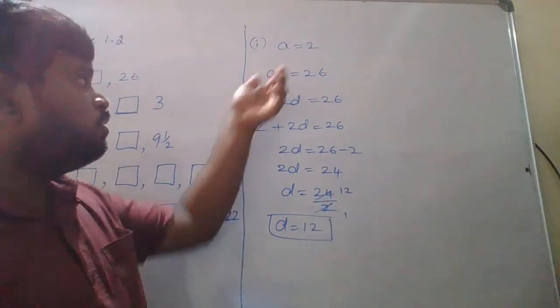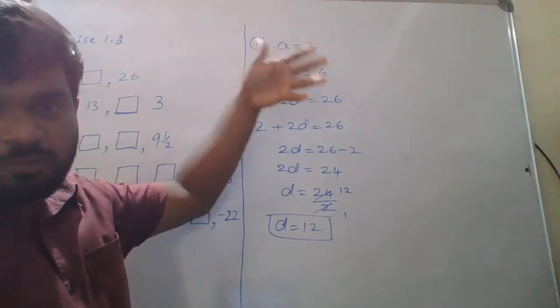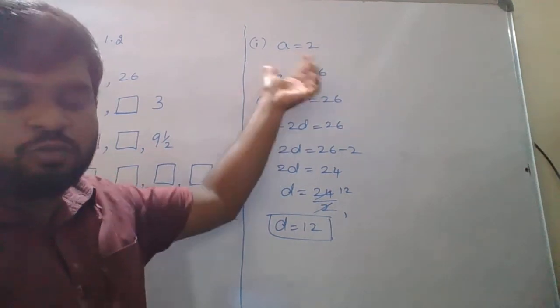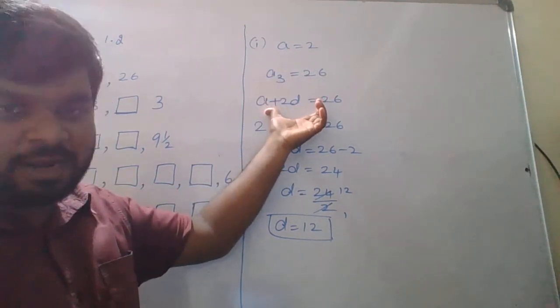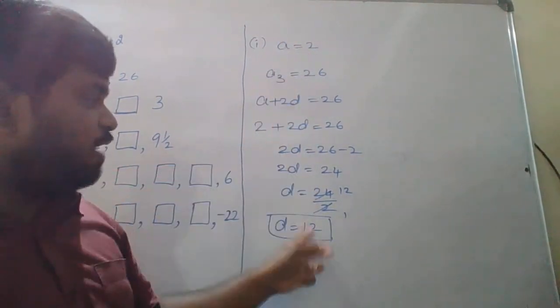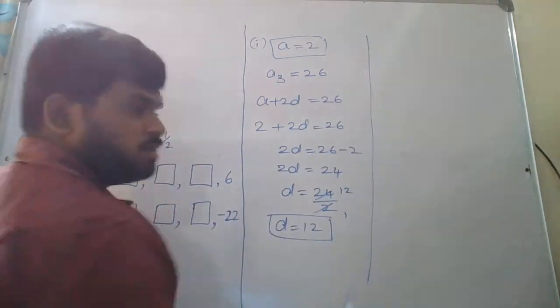As I told you, you know the value of A here, but you don't know the value of D. So, they would have given you some hint through which you will get one equation. We have got one equation. In that you substitute, you will get the value of D. Now you got the value of A and D.